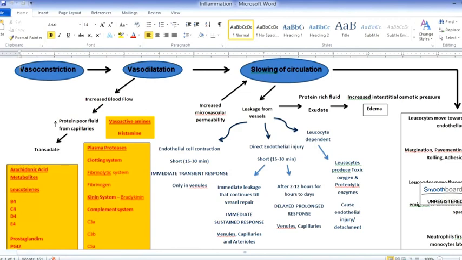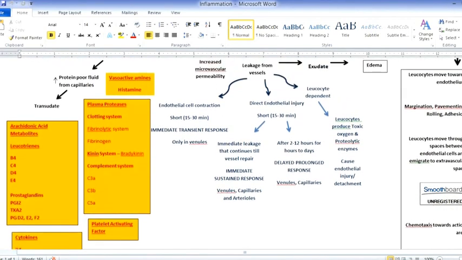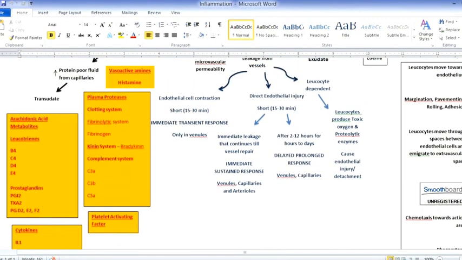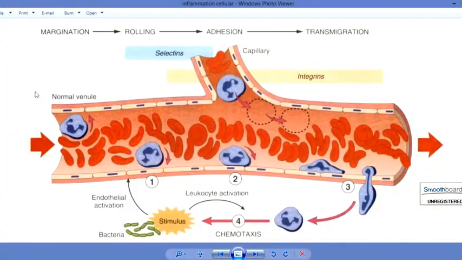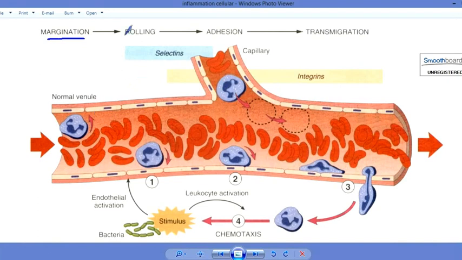Coming on to the cellular part, or the cellular events in acute inflammation. Normally, there's a central column in the flowing blood containing the cells. When the central column containing the cells slows due to increased microvascular permeability, the leukocytes first of all move towards the margin of the vessel, which is known as margination. So they move towards the endothelium and they start rolling on the endothelium, and finally they adhere to the endothelium. This process is of course known as adhesion.